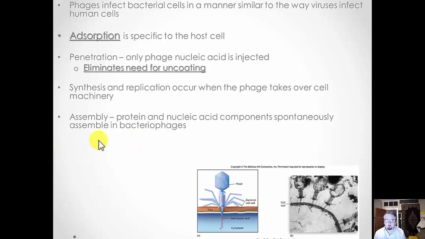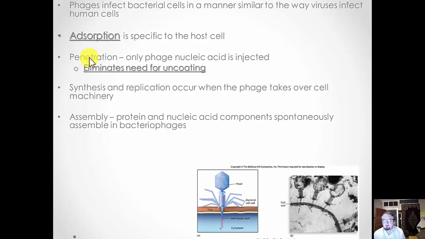If you back up, you can look back at the different release mechanisms. Bacteriophages always release through lysis, popping of the cell membrane. So you can add that as well. So release, which is lysis of the cell. So absorption, again, is specific to the host, lock and key. They have to match certain host cells in order to be able to attach, a necessary prerequisite for infection.